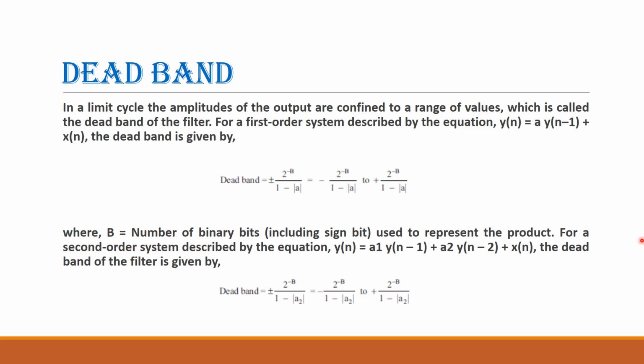Now, if we consider a second order system, we have a1 and a2. The deadband is calculated as plus or minus 2 power minus b divided by 1 minus modulus of a2. Then we have to take the second pole a2. So that is equal to minus 2 power minus b divided by 1 minus modulus of a2 to plus 2 power minus b divided by 1 minus modulus of a2. This is a very, very important 2-mark question, that is, the deadband of a filter.